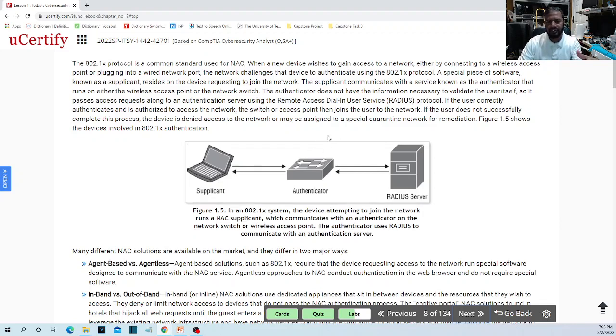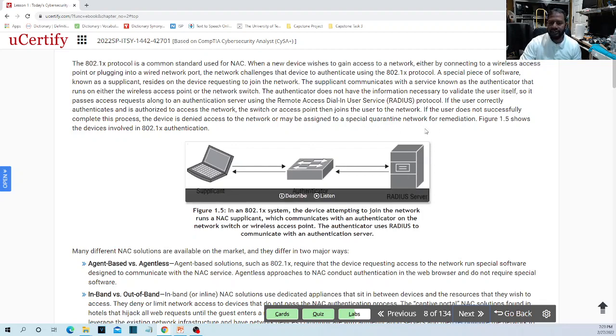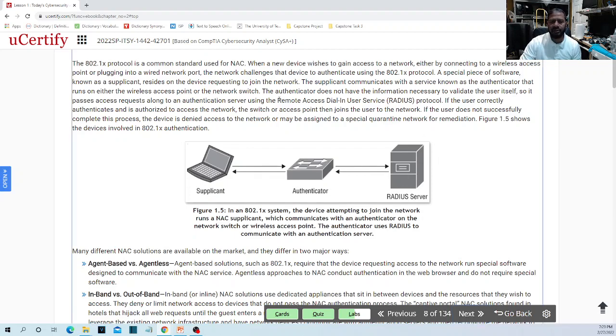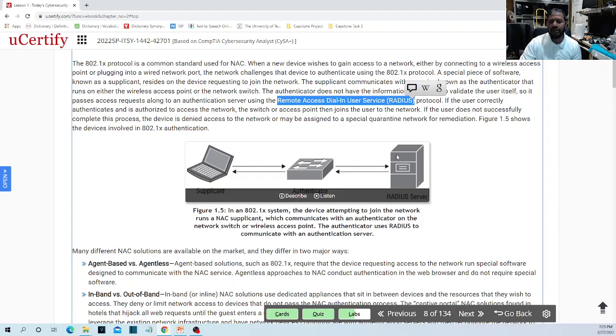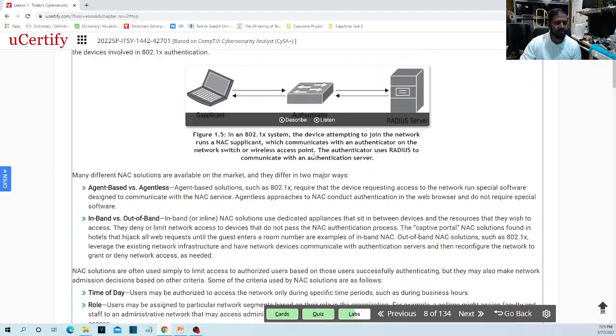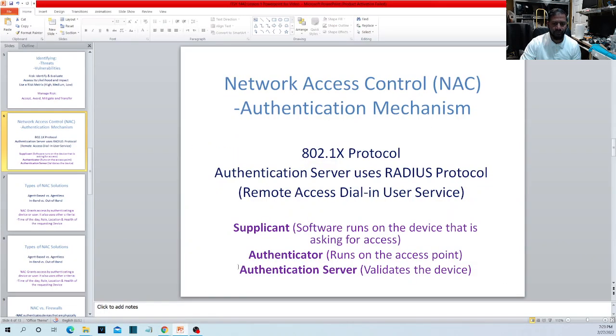So it is called the authenticator, but it goes to a RADIUS server. RADIUS stands for Remote Authentication Dial-In User Service. This authenticator in turn takes that request to the authentication server, called the RADIUS server, gets you authenticated and validated, and then gives you the access. If this server does not validate you, then this wireless router or the wired router will not give you the access.